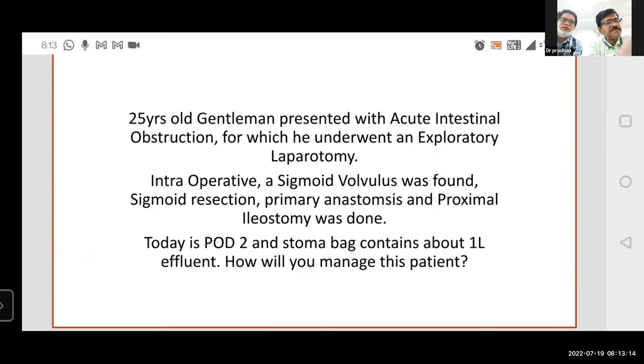No, you mentioned something. What? You are given only one information, that there is 1 liter of effluent in the bag. In this patient evaluation, on the second post-op day, what are the things you should ask and keep in consideration for his management? What are the things important in history on the second post-op day? You have done a stoma? Yes, sir. And this is a patient who is recovering from intestinal obstruction. So what are the things in the second post-op day you need to ask from the patient?